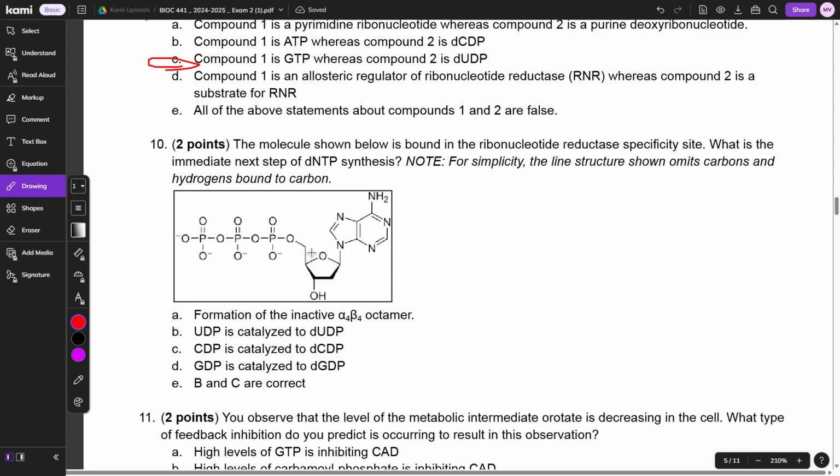Okay, now we do RNR. The molecule below is shown to be bound to ribonucleotide reductase. Okay, the specificity site. Not the catalytic site, not the activity site. The specificity site decides what binds to the catalytic site. So what is the next immediate step of the dNTP synthesis? Okay, so what is this?